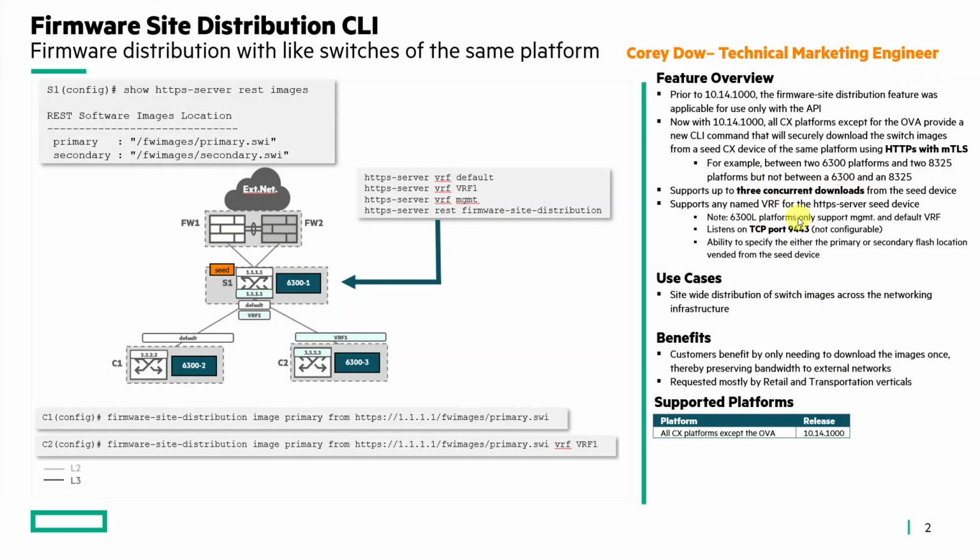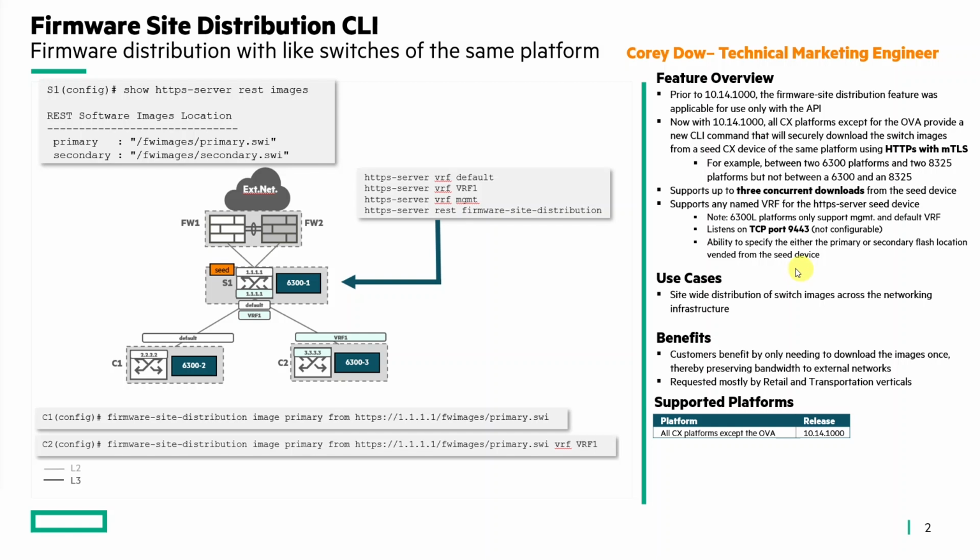Some notes here. The 6300L platforms only support the management and default VRFs. It listens on TCP port 9443, and this is not configurable. You're also able to specify either the primary or secondary flash location served from the seed device.